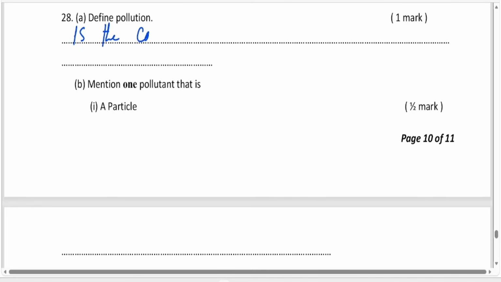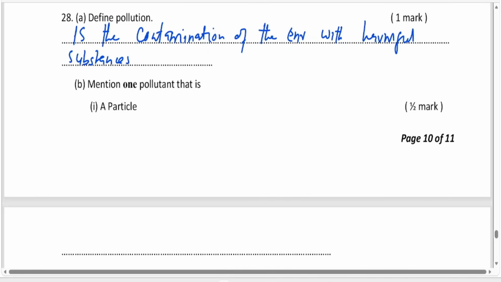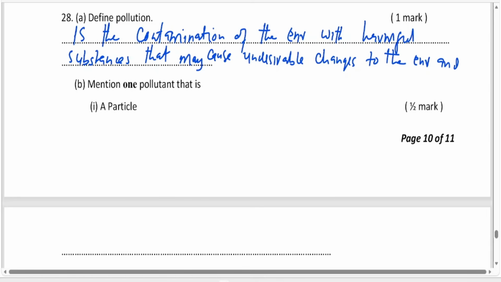Is the contamination of the environment with harmful substances that may cause undesirable changes to the environment and harm living organisms. This gives you 1 mark.